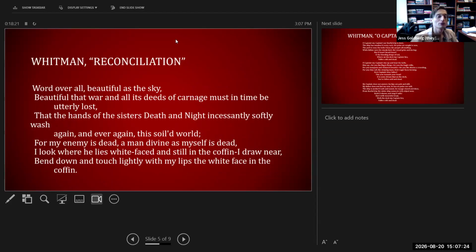Word over all, beautiful as the sky, beautiful that war and all its deeds of carnage must in time be utterly lost, that the hands of the sisters death and night incessantly softly wash again and ever again this soiled world. For my enemy is dead, a man divine as myself is dead. I look where he lies white-faced and still in the coffin. I draw near, bend down, and touch lightly with my lips the white face in the coffin.